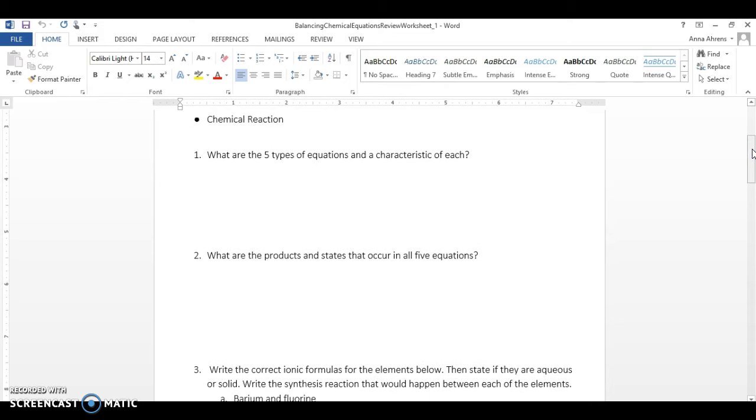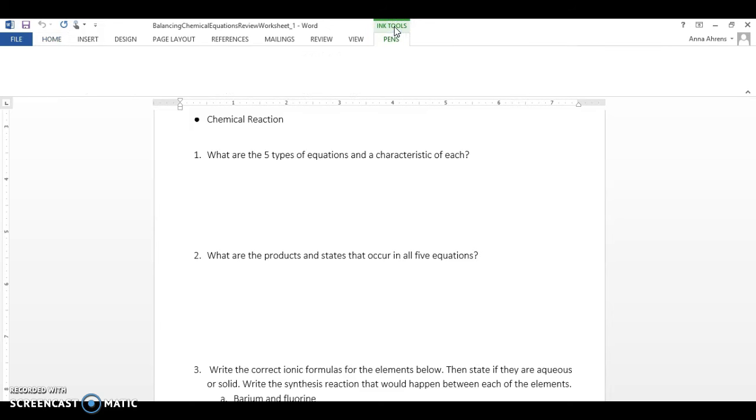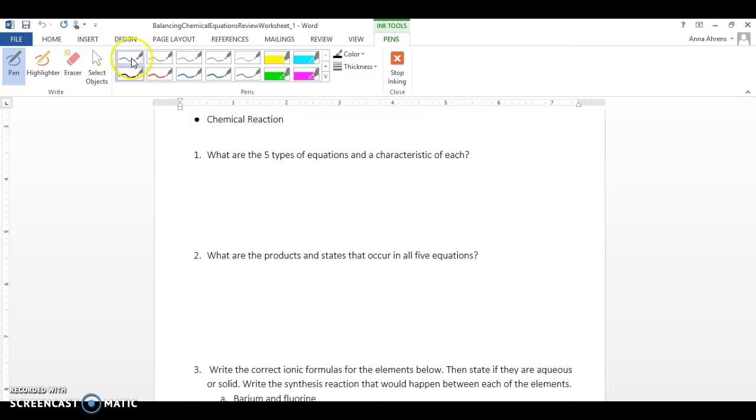Okay, the next part that we're going to talk about are the 5 types of equations, and a little bit of characteristics of each. I'm going to blend 1 and 2 together here for you as well. So the 5 types first. We have double replacement, single replacement, decomp or decomposition, synthesis, and combustion. Those are our 5 types that we're going to talk about.